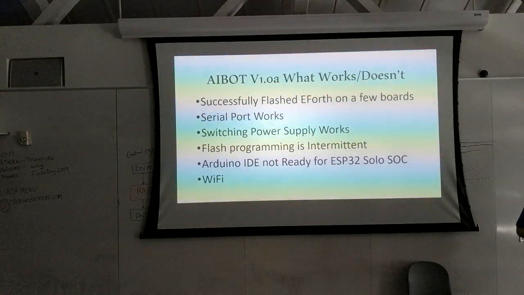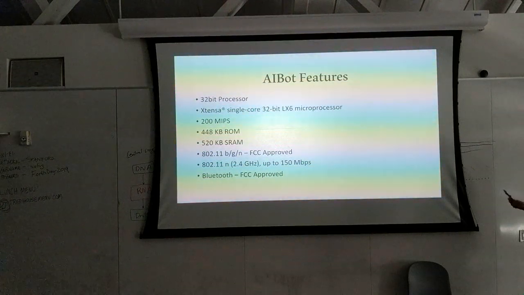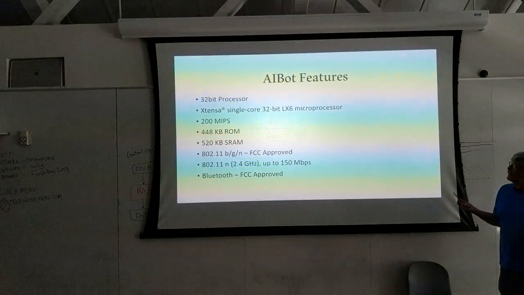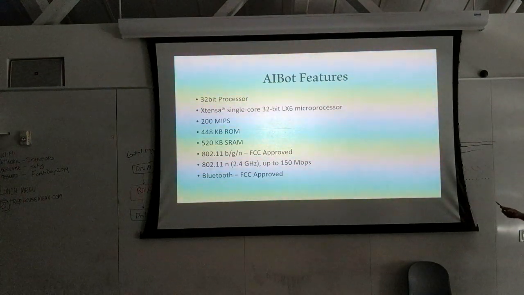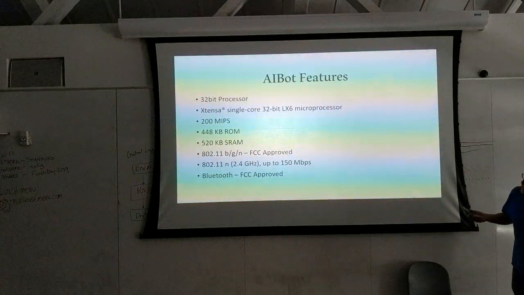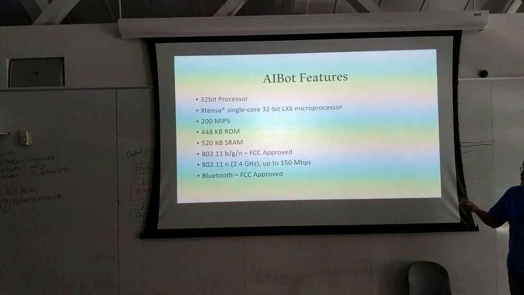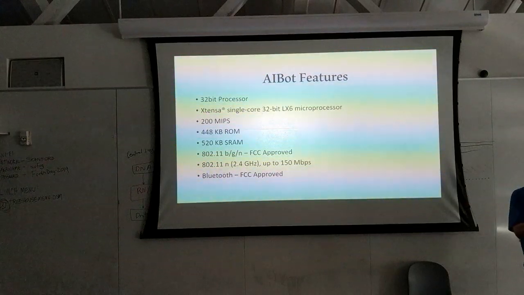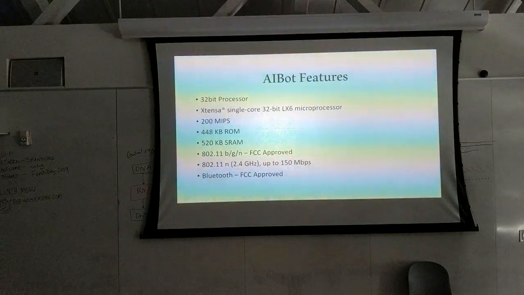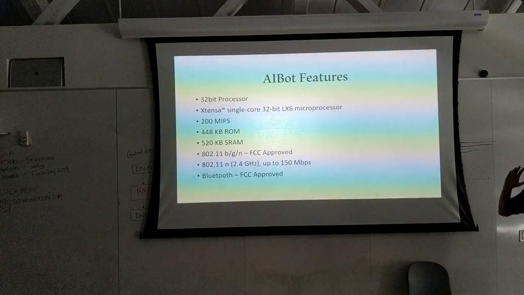The features: a 32-bit processor. It's a single core 32-bit micro, 200 MIPS, 448K of ROM, 520K SRAM. I guess I lied on that. It's got 802.11 FCC approved. So this is a system on module. It's actually a little circuit board, so we don't have to go through FCC. But it's got Bluetooth and Wi-Fi.